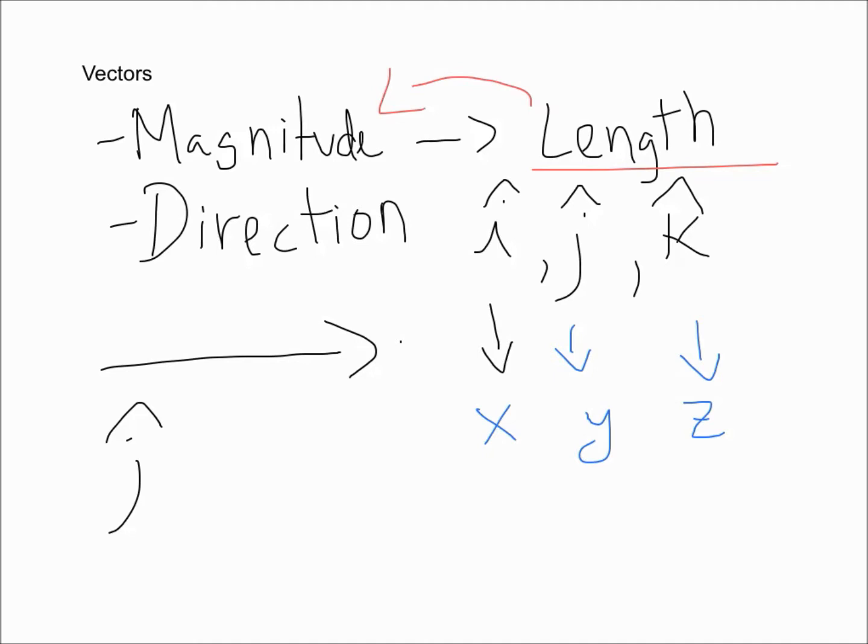And some examples of vectors are velocity, and you have to put an arrow on top of it to say it's a vector, acceleration, and force.